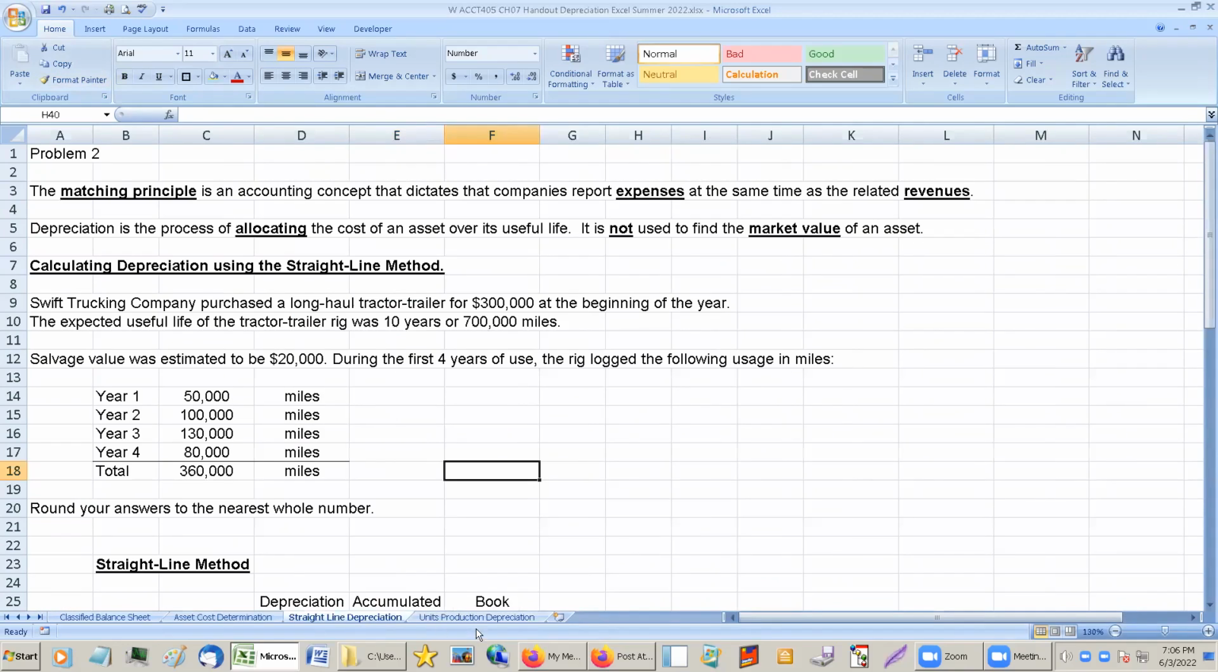Okay, the 2 types of depreciation methods we're going to look at are straight line depreciation and units of production. A couple of important things about depreciation.